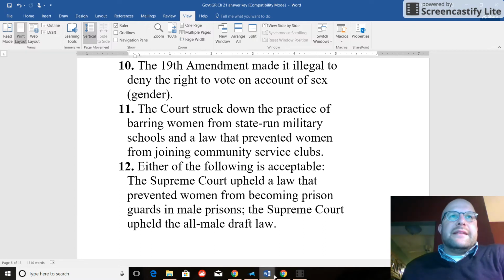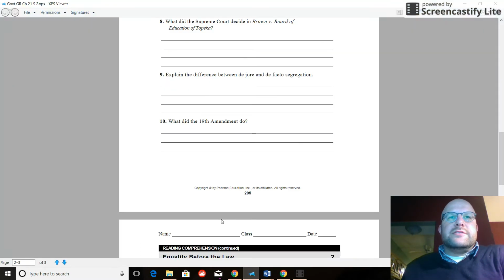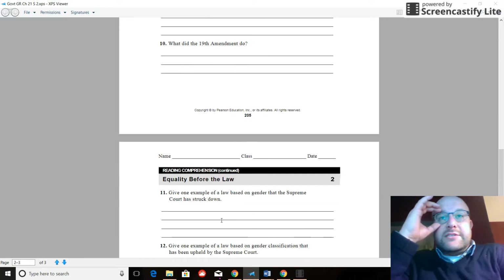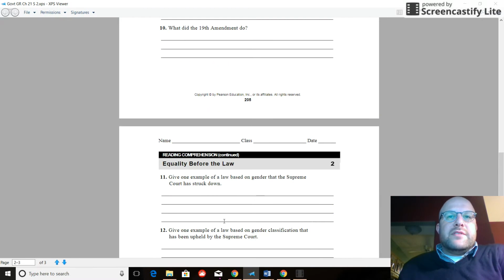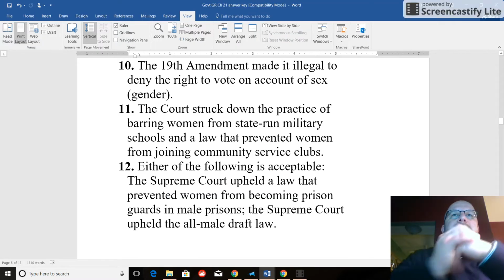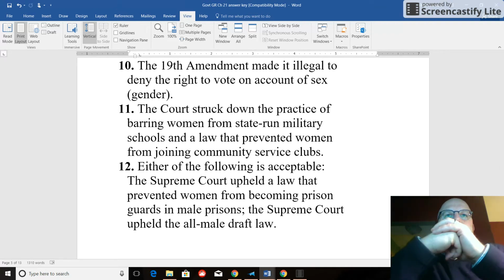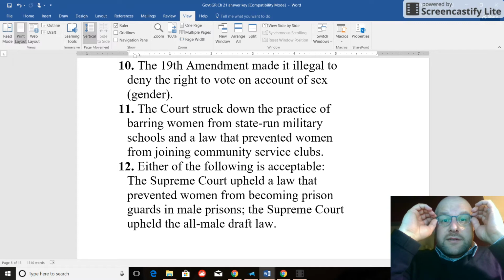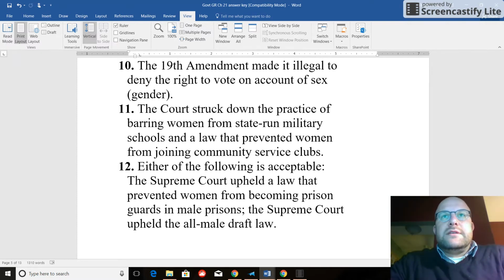So the next question is looking at two examples of a law based on gender that the Supreme Court struck down, and an example of a law based on gender classification that was upheld. One is that the practice of barring women from state-run military schools was struck down, and the law that prevented women from joining community service clubs was also struck down as not upholding strict scrutiny. There's no particular government purpose, not constitutional, as far as proper discrimination or discrimination that serves some purpose. Those did not.